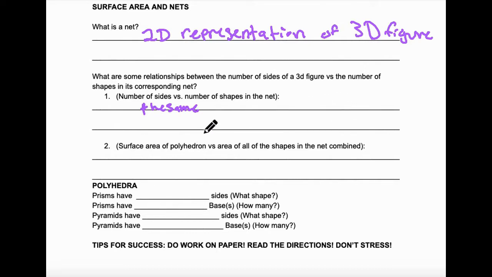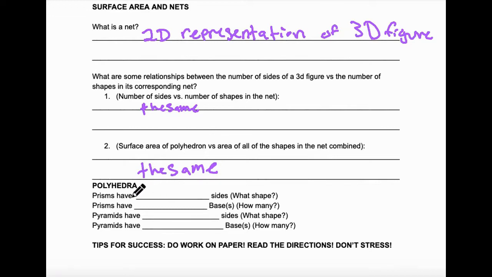Now, the surface area of a polyhedron versus the area of all the shapes of the net should also be the same, because if we find the area of each of the pieces of the net and add them together, that is all of the faces of the three-dimensional figure, which then gives us our surface area.